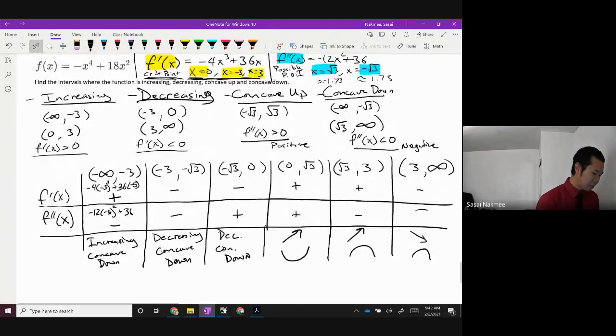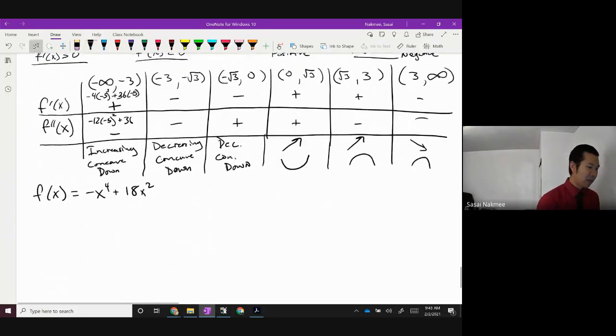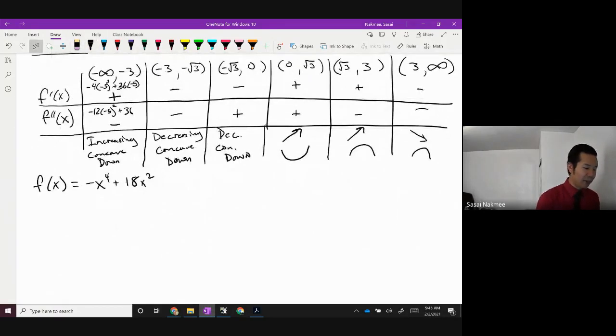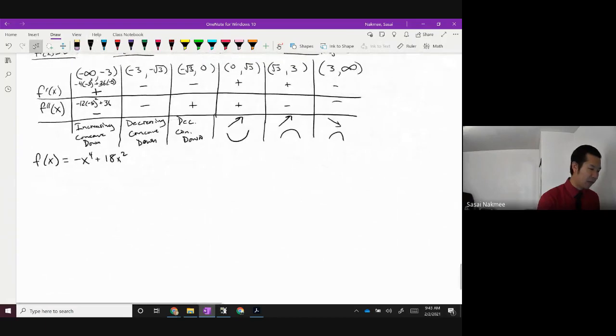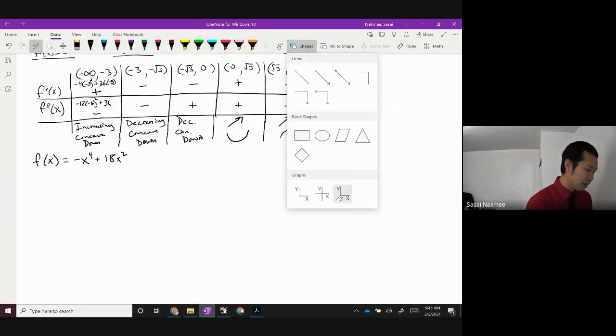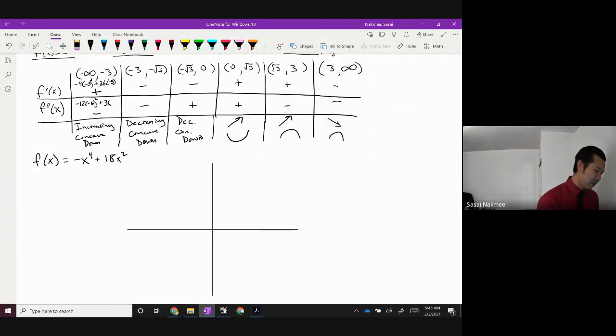So the original function f of x looks like this. It's negative x to the fourth plus 18x squared. Now we have this information right here, which is going to help me to graph it, and that's what I'm going to do right now. I'm going to go ahead and graph this guy. And you guys can do this in your notes as well, just to practice along with me. I'm going to go ahead and draw some shapes here, with this nice little cheater XY axis, like so, and maybe make it that wide.